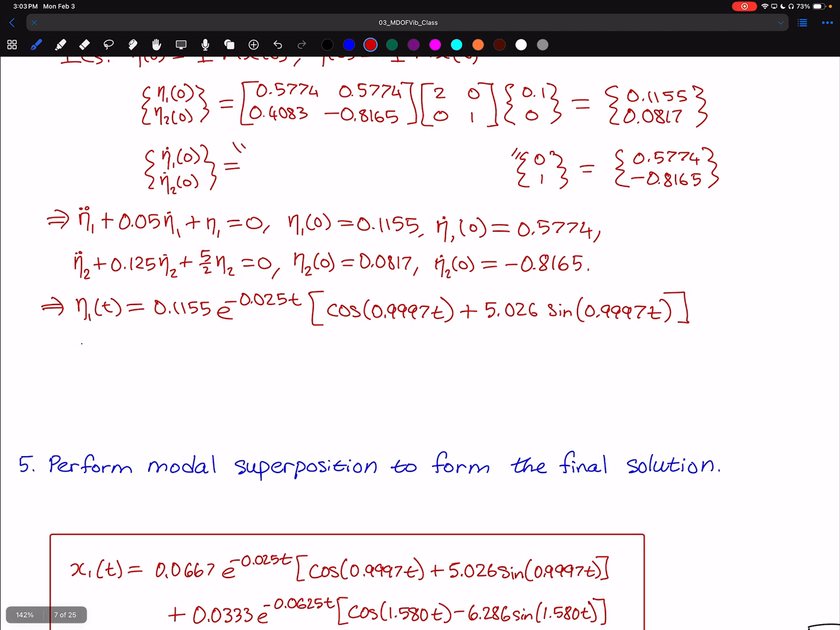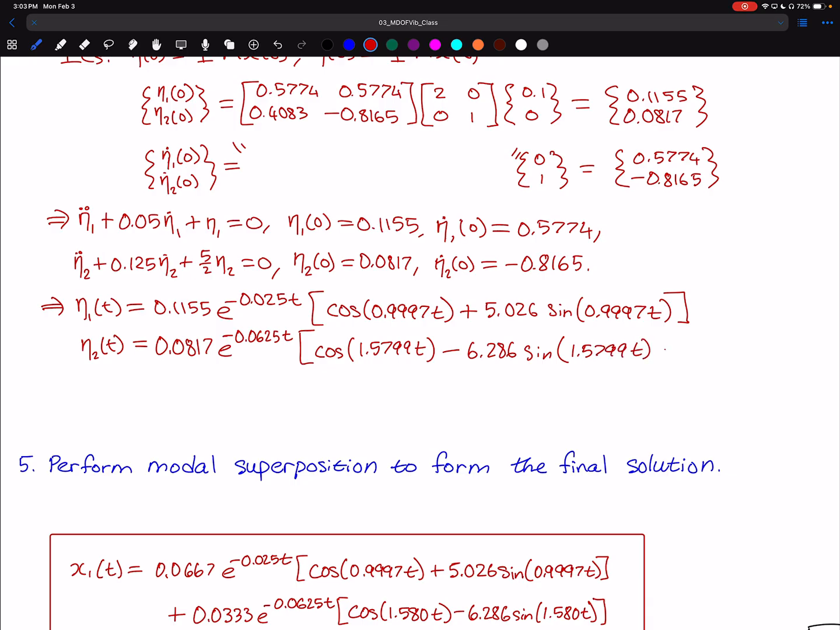For the second mode, we get eta 2 of t equal to 0.0817 e to the minus 0.0625 t multiplied by the cosine of 1.5799 t plus, actually this is a minus, 6.286 times the sine of 1.5799 t, and that is the response of each mode.